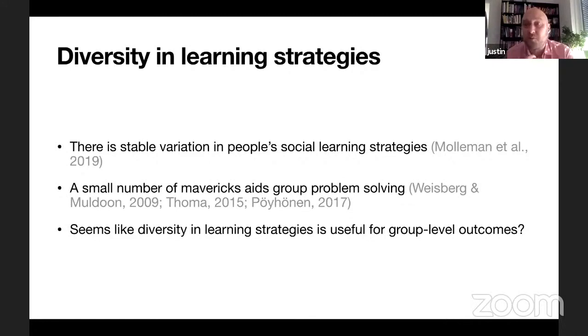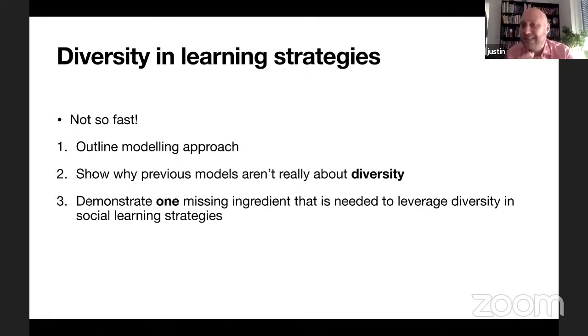We also know from previous computational models that having a small number of Mavericks helps the group as a whole. Mavericks are useful for group problem solving. So it seems like the answer to my initial question is yes. It seems like diversity in social learning strategies is useful for group level outcomes. But not so fast. The current research doesn't actually show that.